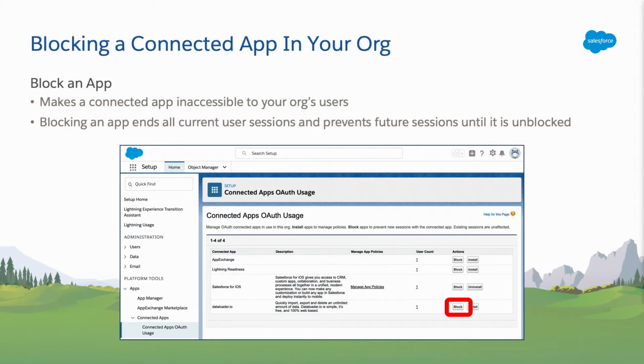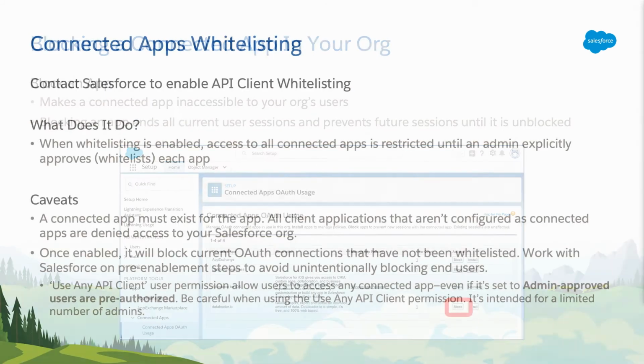If you do want to block a connected app, you're not going to do that with the uninstall button. You're going to do it with the block button. This is pretty straightforward. You click block. Anyone that was using it can't use it anymore. Anyone that wanted to use it can't use it until you unblock. That one's an easy one.